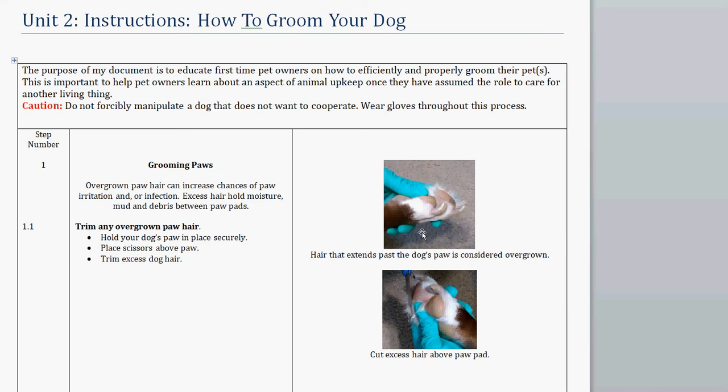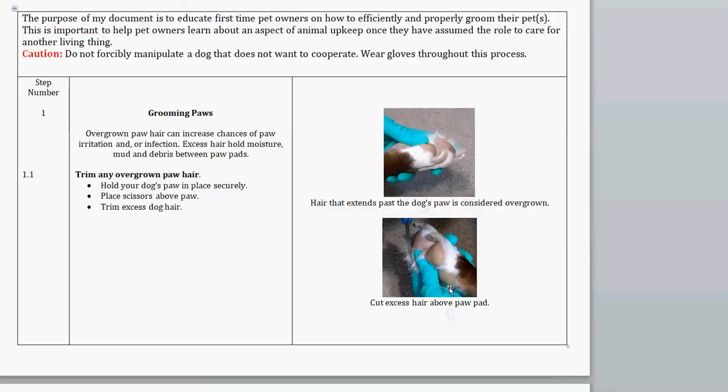But you can see that the images are produced by the student, and they're very clear to see. They're very clear to follow along. Here she's saying hair that extends past the dog's paw is considered overgrown, and you can see very clearly here what she's talking about that matches the text.